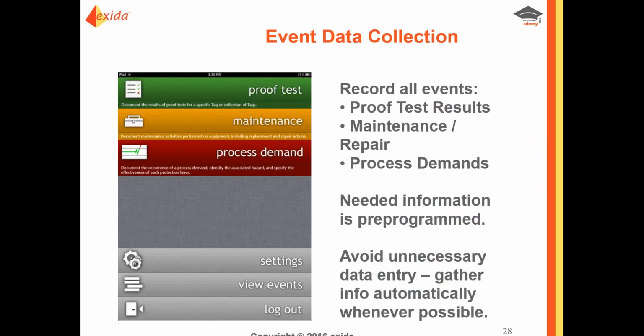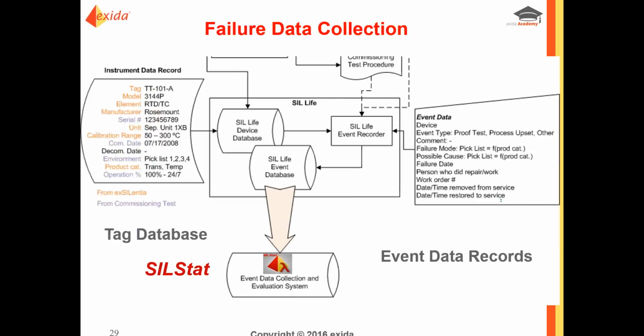Data collection is important. It should be easy to do. And remember to record all events, proof test results, maintenance, repair actions, and process demands. Most needed information should be pre-programmed in databases because it's very important that we avoid unnecessary data entry. The information should be gathered automatically whenever possible.